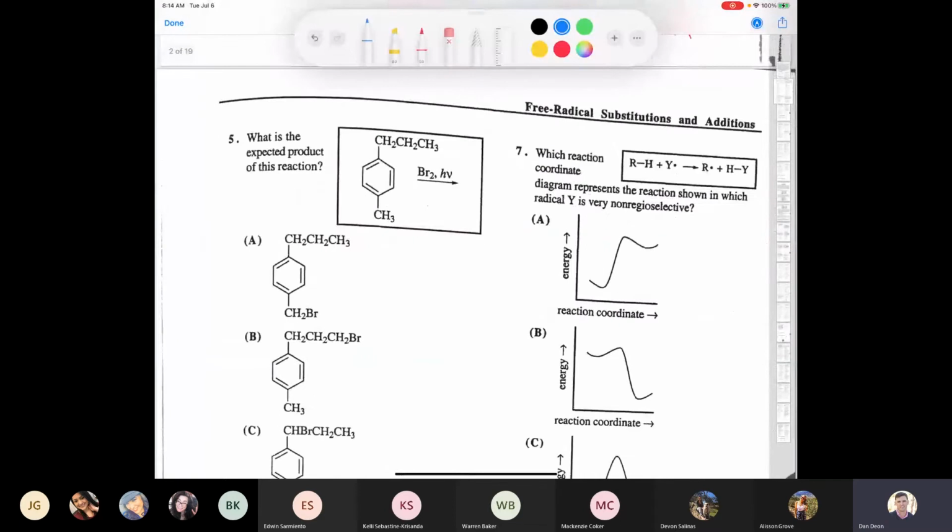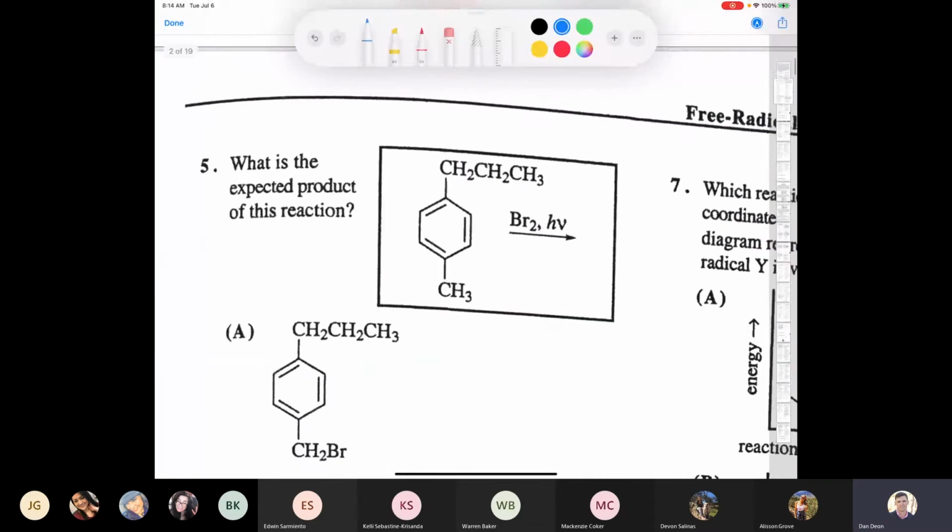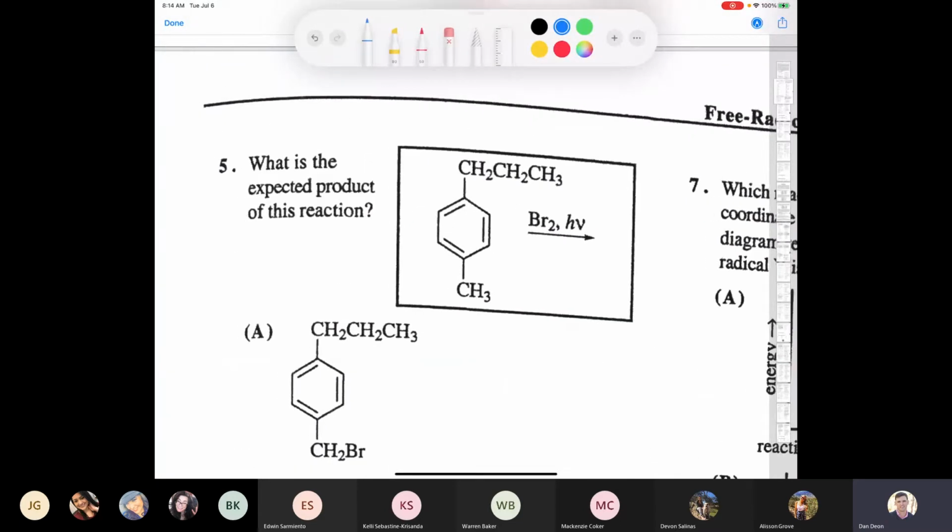And this is question number 5. I'll zoom in on the question first, and then we'll look at the possible answers. But you have this interesting molecule. You have an aromatic ring. You have a propyl group on this side, and then you have a methyl group down here.